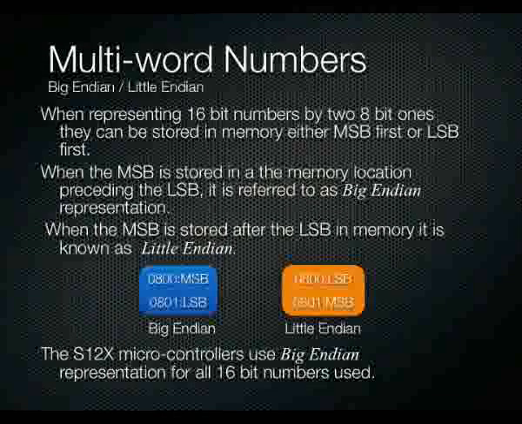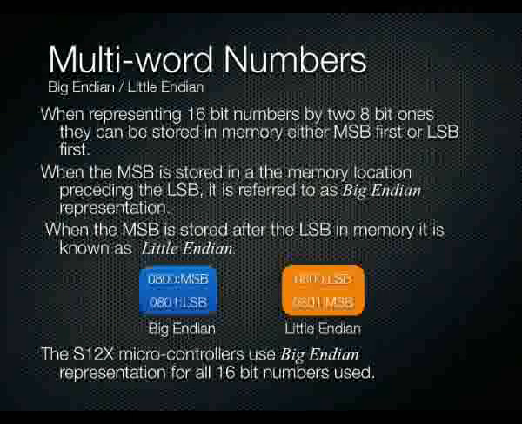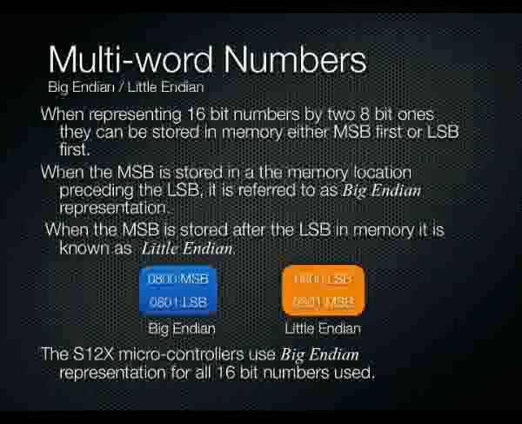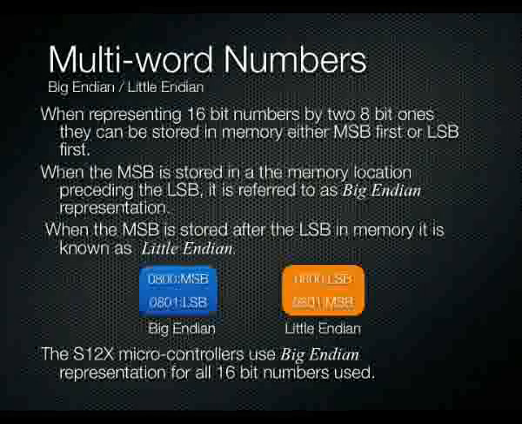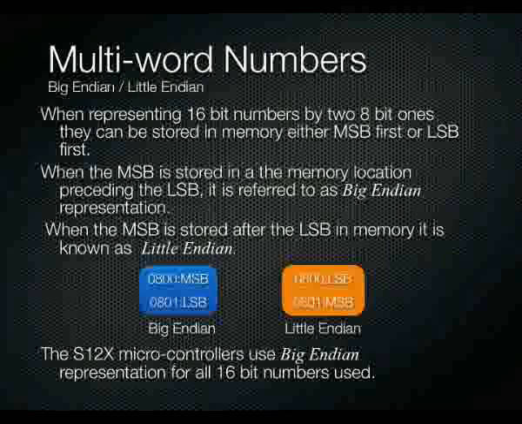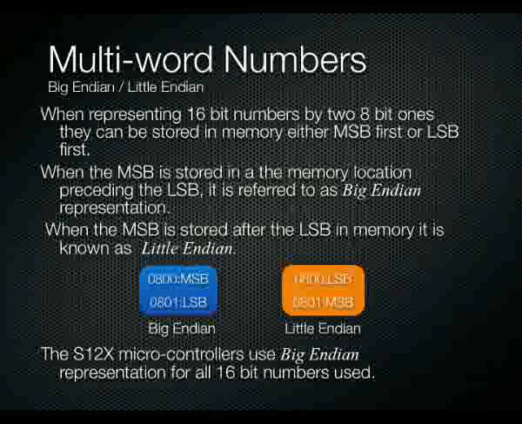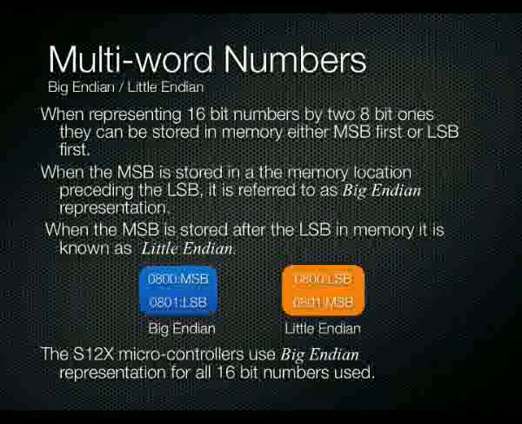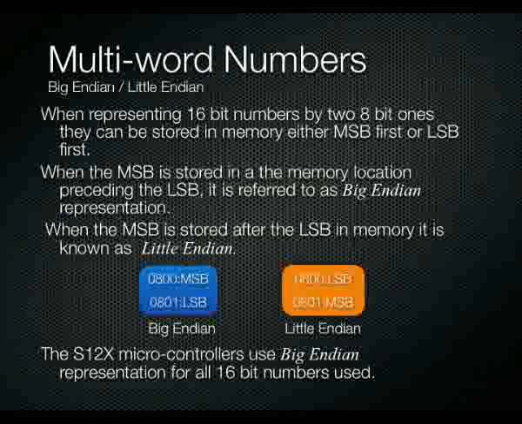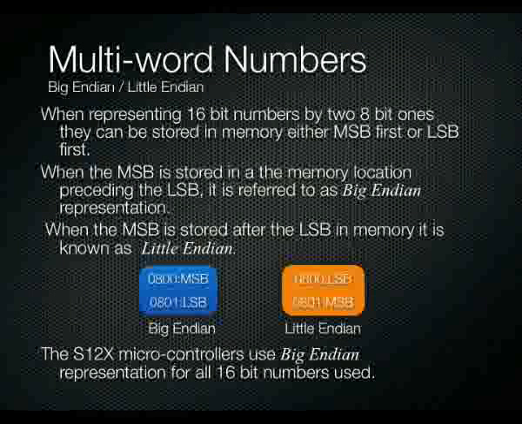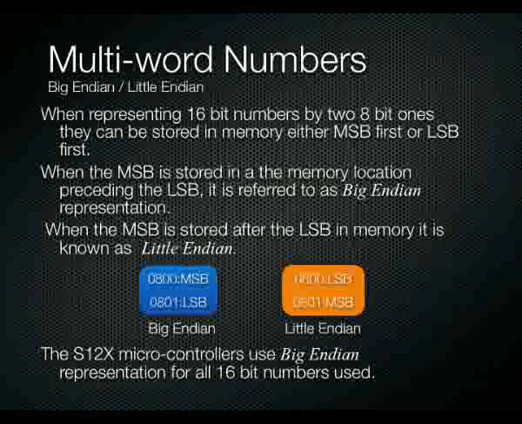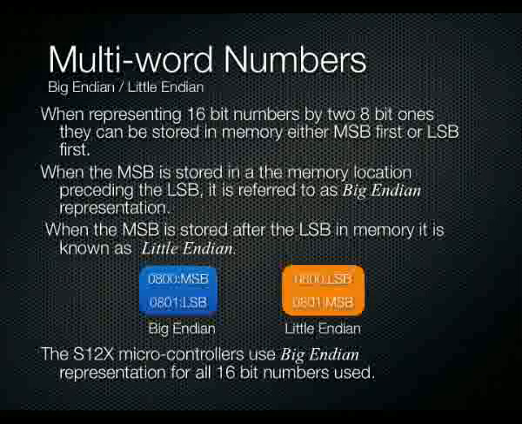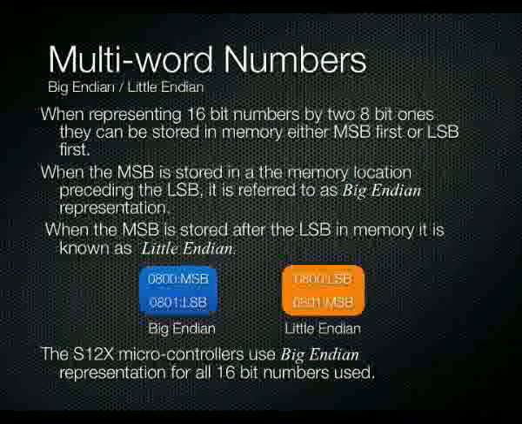When it comes to representing multi-word numbers, there are 2 main ways of doing it. One is we can store them in little endian mode or big endian mode, and this depends on how we store them in memory. When it comes to storing with big endian, we effectively put the most significant byte in memory, and then we put the least significant byte immediately following it inside memory. When it comes to little endian, we put the least significant byte first, and then following it in memory, we then have the most significant byte.